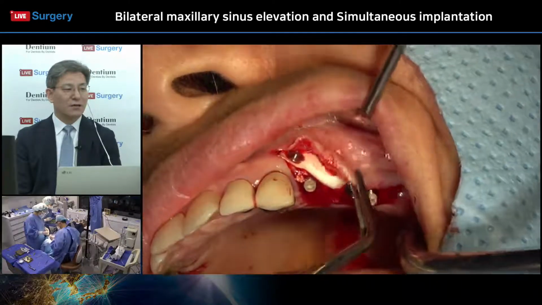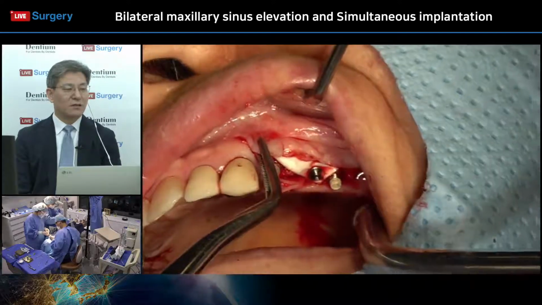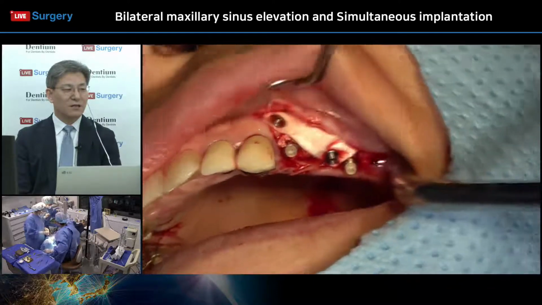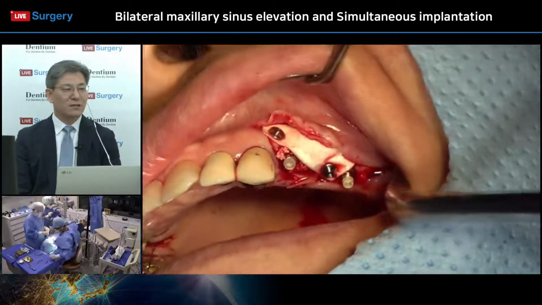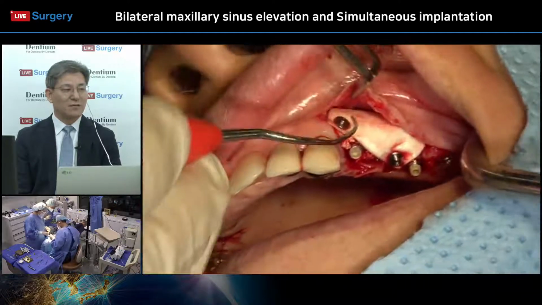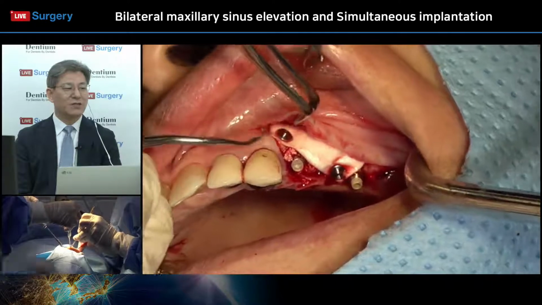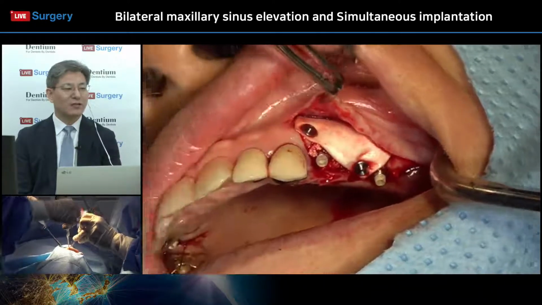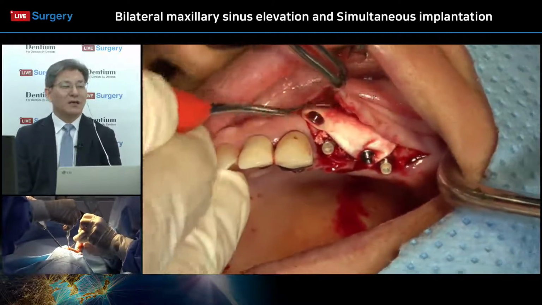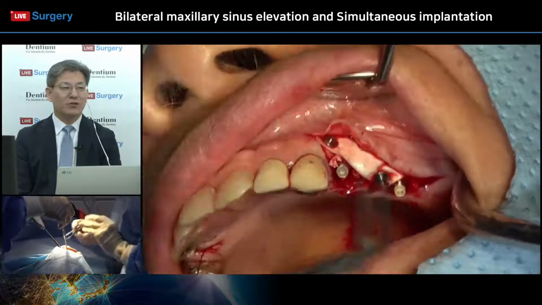And try to raise the flaps. I think with the augmentation, it is a little bit difficult to close. So I make a little periosteal releasing incision with the periodontal curette. It is a new technique, because the ordinary technique is done by blade. A blunt blade is useful, yeah.